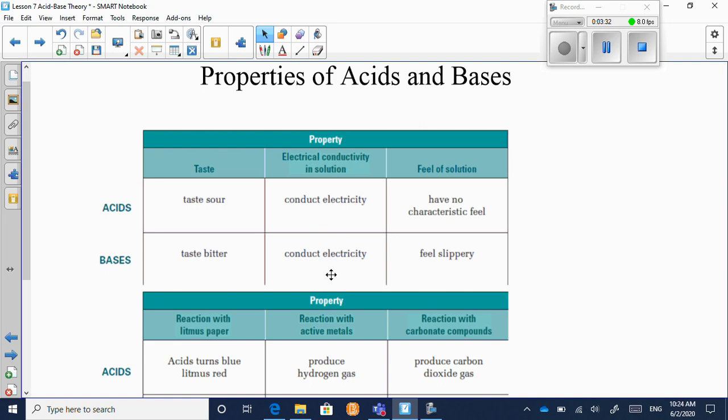Both acids and bases conduct electricity well because both of them form ions. And so we've seen that any solution that is formed with positive and negative ions conducts electricity well. And the characteristic feel, well, acids don't really have any feel, but bases feel slippery. So if you were to put your fingers into a basic solution, and obviously not of a strong base, because a strong base would burn your fingers, but a weak base would feel slippery. A good example of that is soap. Soap feels slippery to the touch.